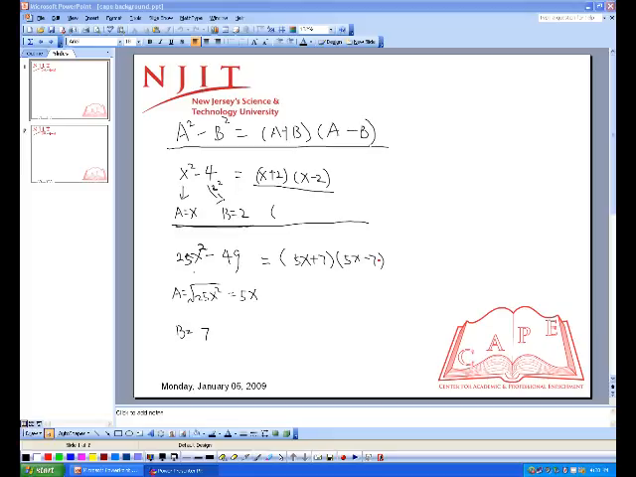Okay, so that's it to factor a difference of squares.